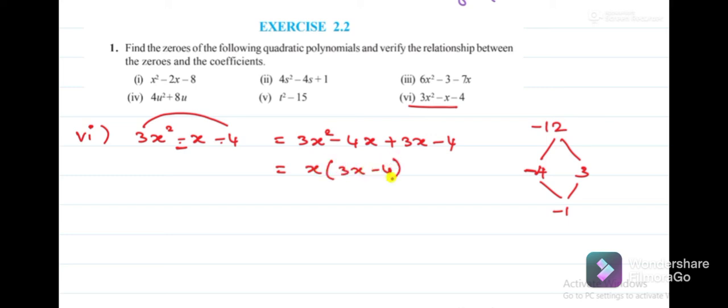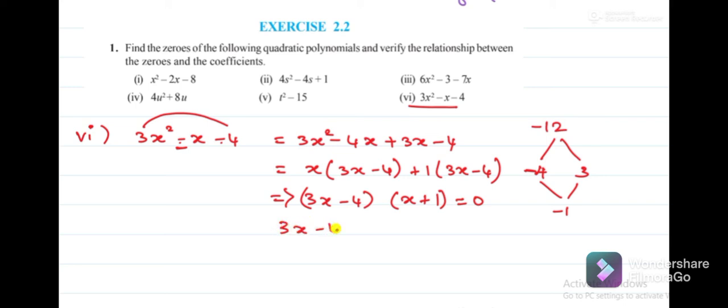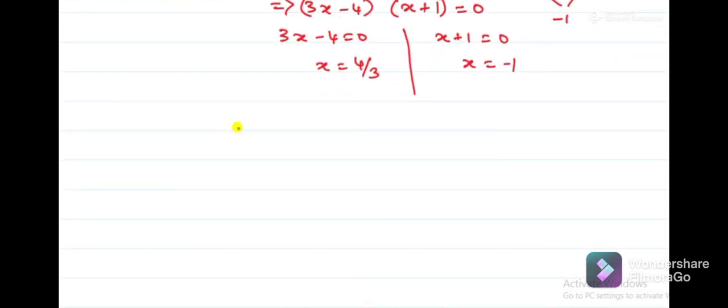From the first two terms, let us take x commonly out. So it is x into 3x minus 4. We'll take 1 from the next two terms. Now we can take the 3x minus 4 from both the terms. So the two factors are 3x minus 4 into x plus 1. Equated to 0 to obtain the values of x. So the two roots are 4 by 3 and minus 1. These are the two zeros.